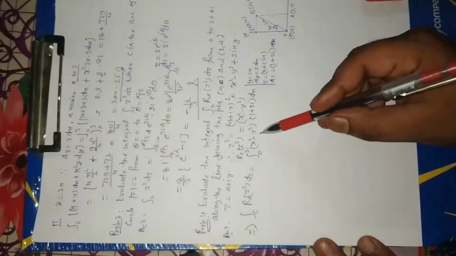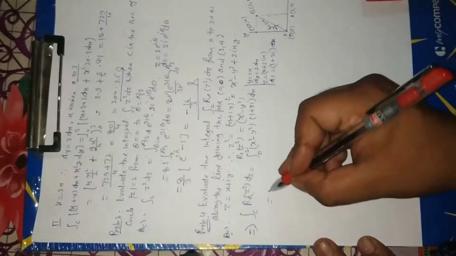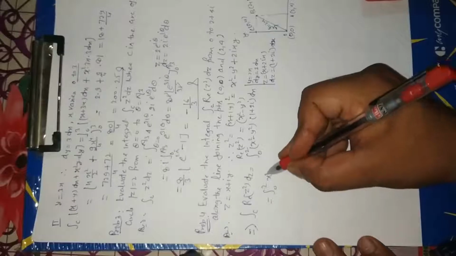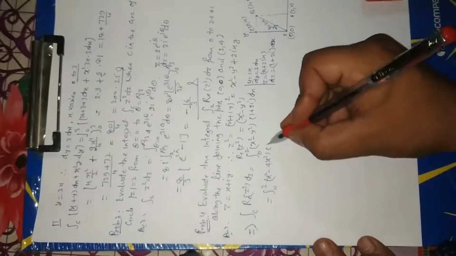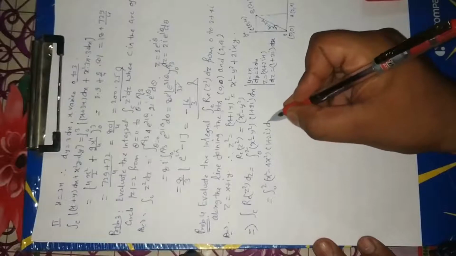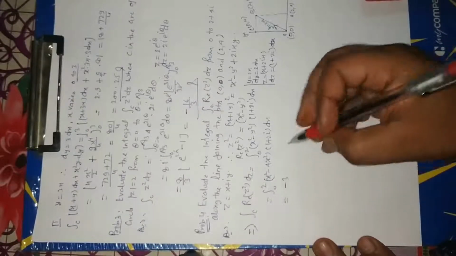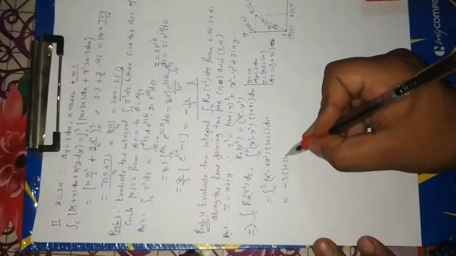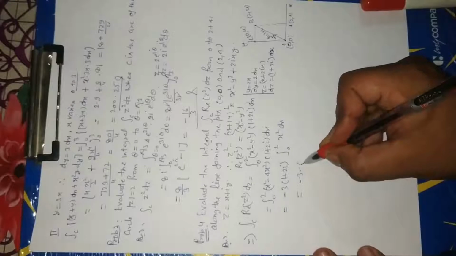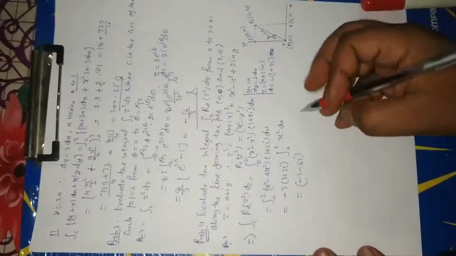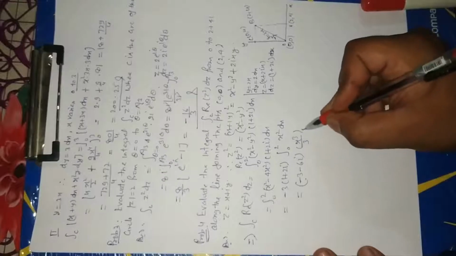Now putting y is equal to 2x, that is 4x square. The integral from 0 to 2 of x square minus 4x square, times (1 plus 2i) dx, is equal to minus 3 (1 plus 2i) times the integration of x square, that is minus 3 minus 6i, x cube upon 3, limit 0 to 2.